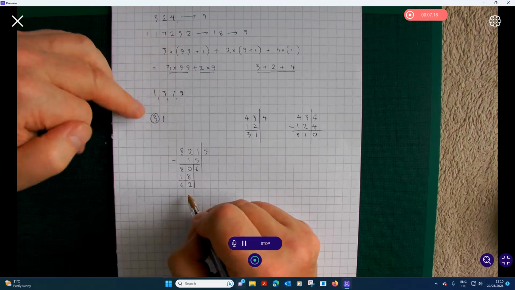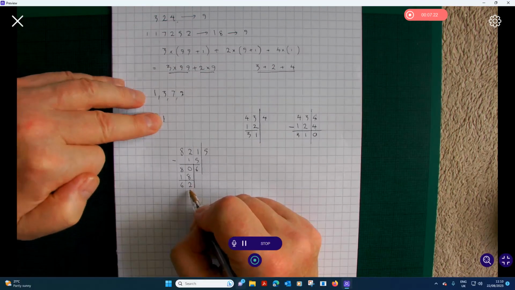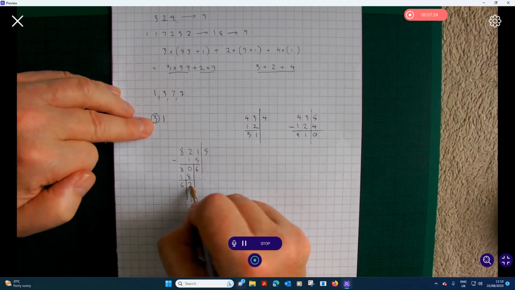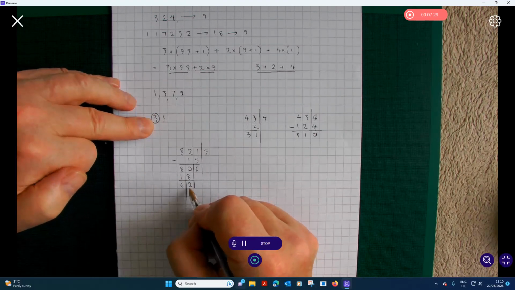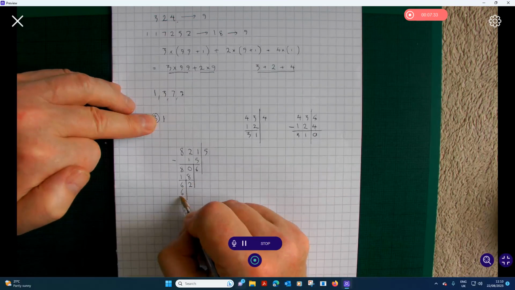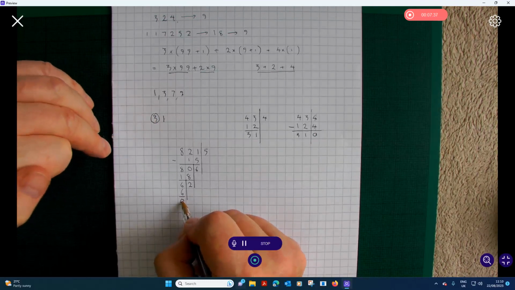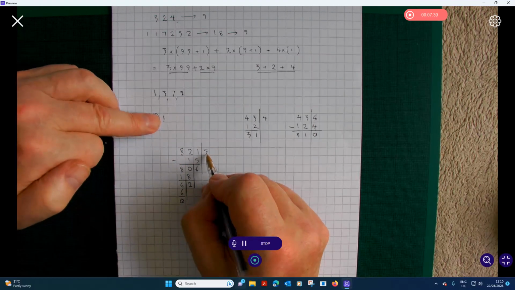Then if I'm not happy, I can't see straight away that 2 31s are 62, I can say, all right, I'm going to apply the test again. I mark off the rightmost column. I say 2 times 3 is 6, and then that brings me back to 0. And 0 is a multiple of 31. So 8215 is a multiple of 31.